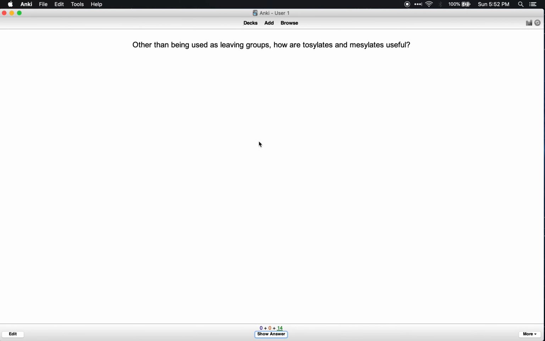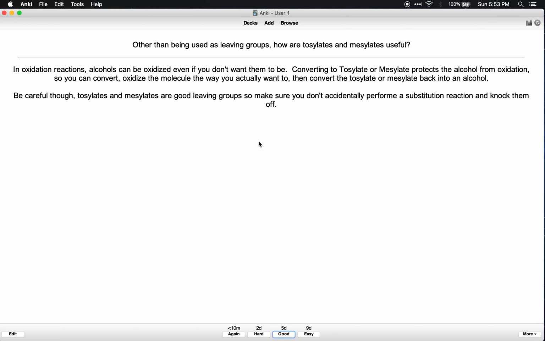Other than being used as a leaving group, how are tosylates and mesylates useful? You can use them to protect alcohols. Or no, you can use them to protect, is it alcohols? And then you can convert them back to alcohols, or is it carbonyls? Yeah. You can protect alcohols.